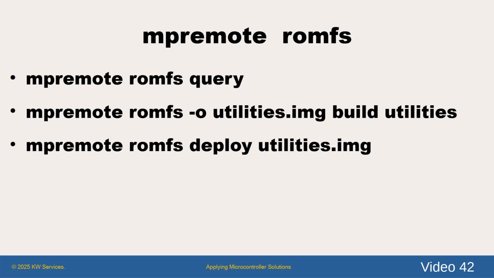There are 3 commands that we will perform in the command prompt. First, we want to query to ensure that the firmware has a ROM FS partition. Next, we want to build a ROM FS image using the build command. Finally, we want to load the image into the ROM FS partition using the deploy command. Now that we have the prerequisites and understand the steps, let's do them.